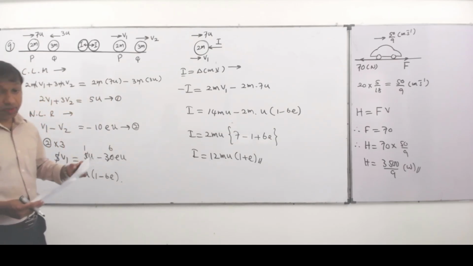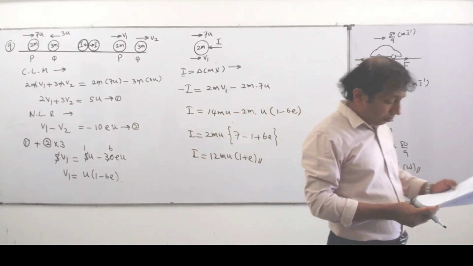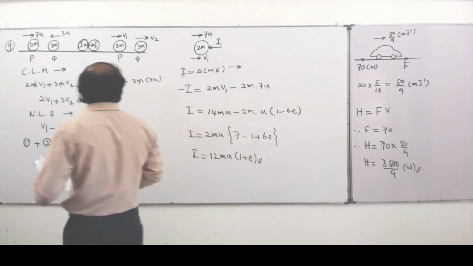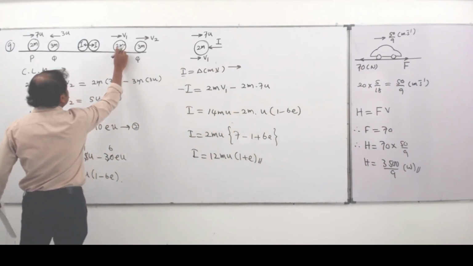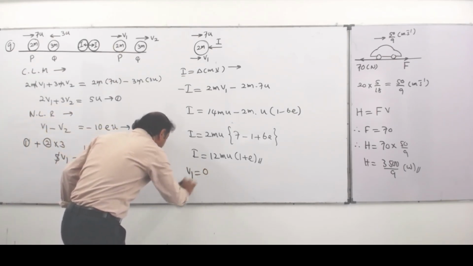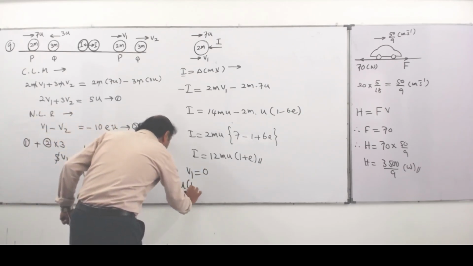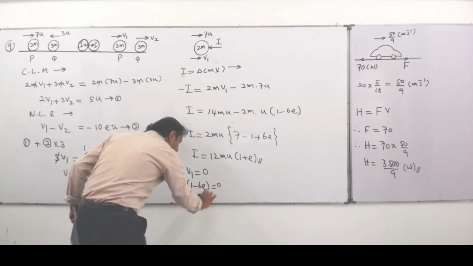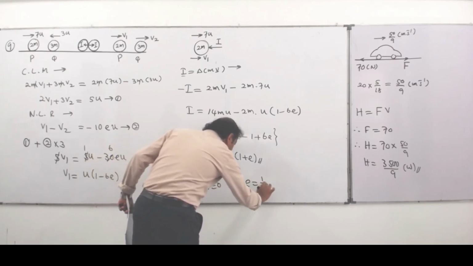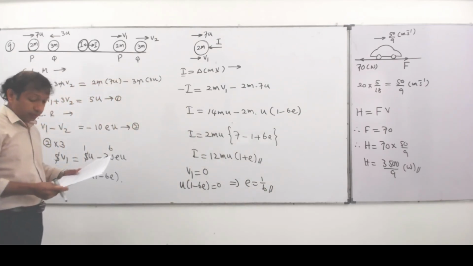Now, the next one asks: if the sphere P is brought to rest after the collision, find e. That means after collision P is brought to rest, so v1 should be 0. v1 is u times 1 minus 6e, which should be equal to 0. That gives 1 minus 6e equals 0, so e equals 1 over 6.